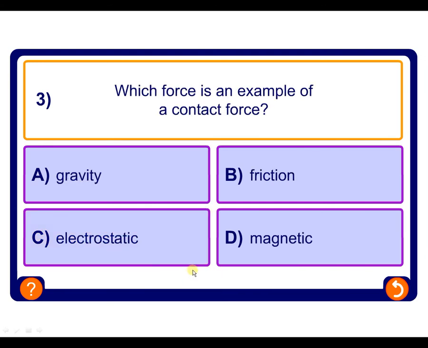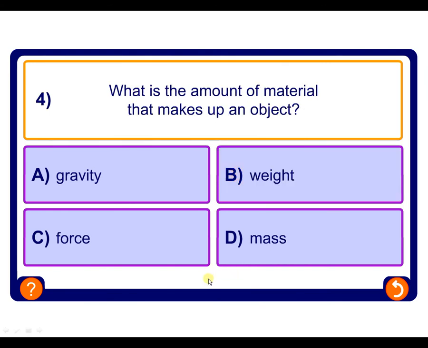Which force is an example of a contact force? Gravity doesn't touch you. Electrostatic. What's that? Magnetic. It doesn't need to touch you. But friction, you remember rubbing your hands together? Ooh, friction. You've got to have things touching or rubbing to generate friction. The amount of a material that makes up an object. I have already used this in the definitions at the beginning of the lesson. It is definitely not your weight. It is your mass.